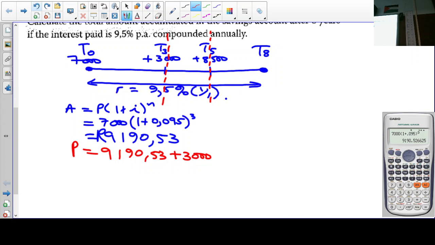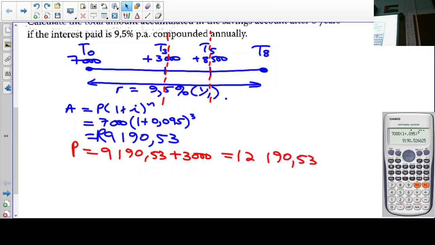Okay? So that gives us what? I'll put it here. We get 12,190.53 plus 3,000 Rand. Remember, I use the answer button on the calculator. Why? So that the decimals that follow are also represented.